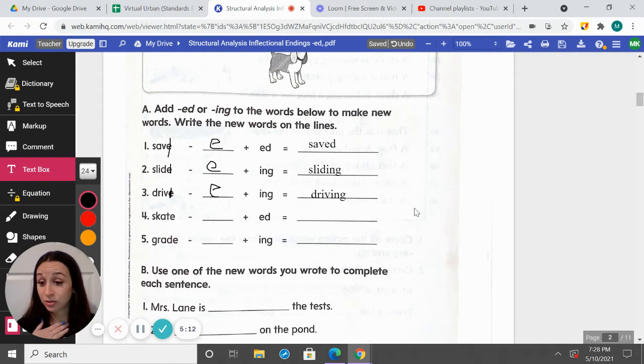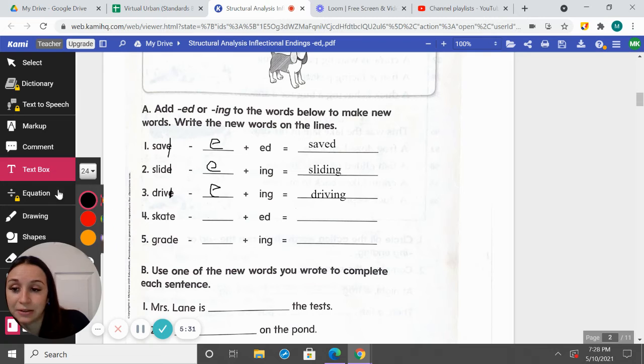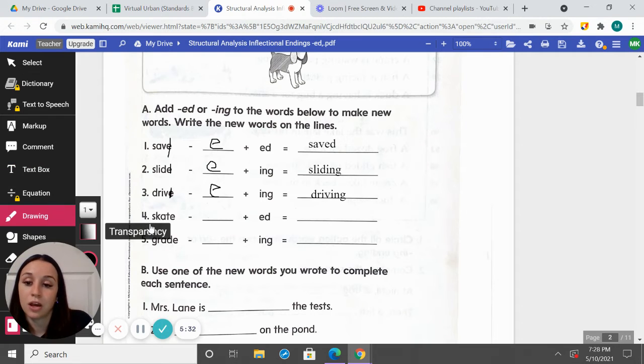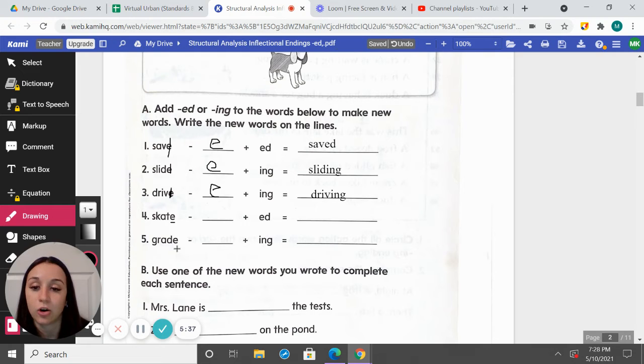All right, so I'm going to challenge you to do number 4. So we have our root word skate, and we're adding ed. So we're going to say skated. I skated to the park. In the past, that ed makes it past, but how would we spell that? So we see skate has that silent E. So what do we do? I want you to go ahead and pause me and write skated on your paper.